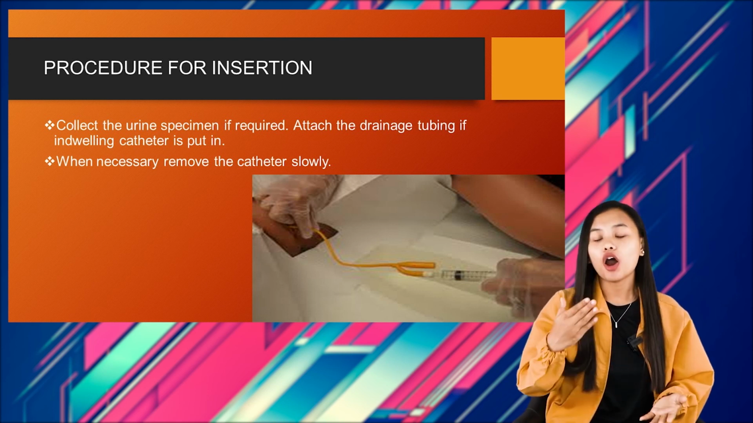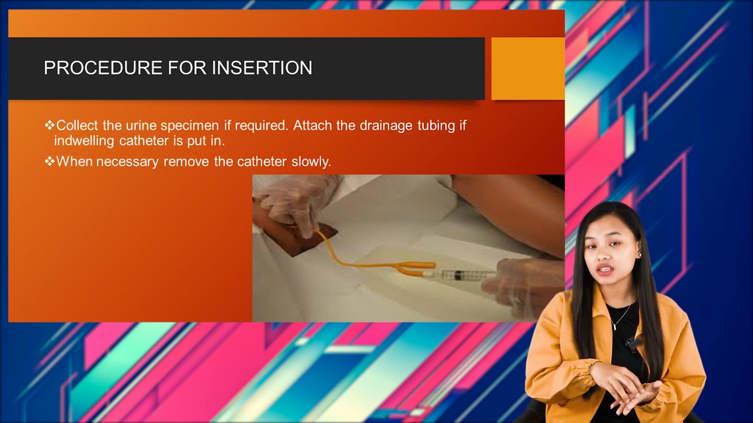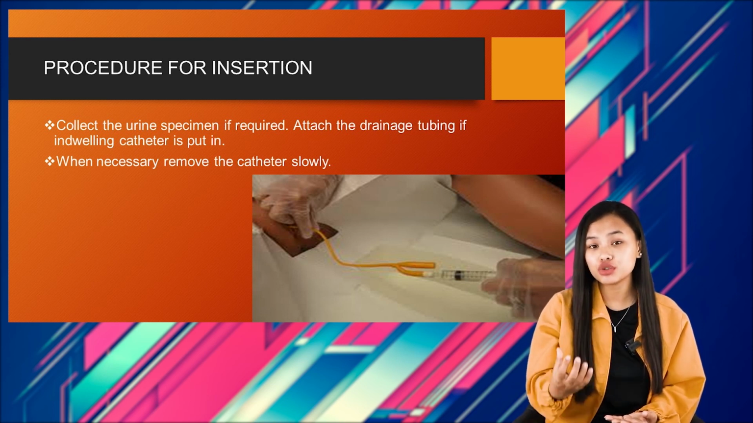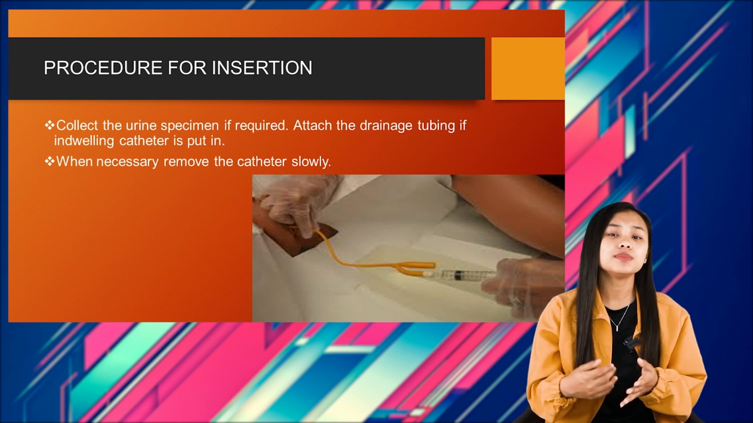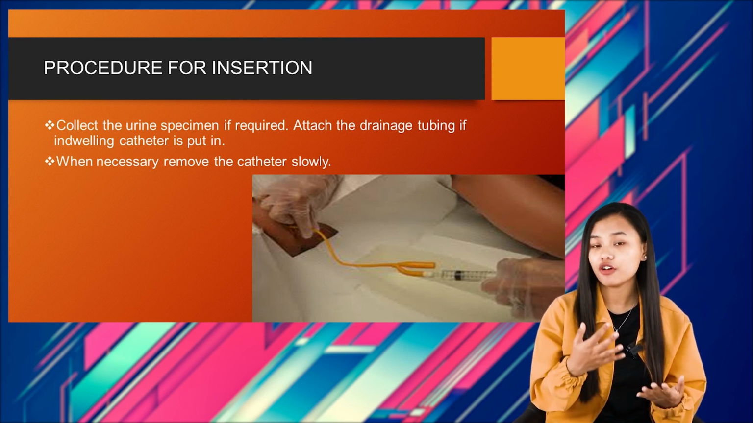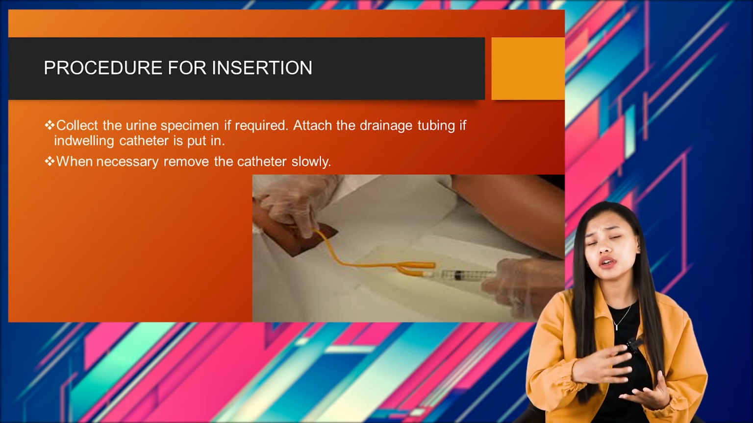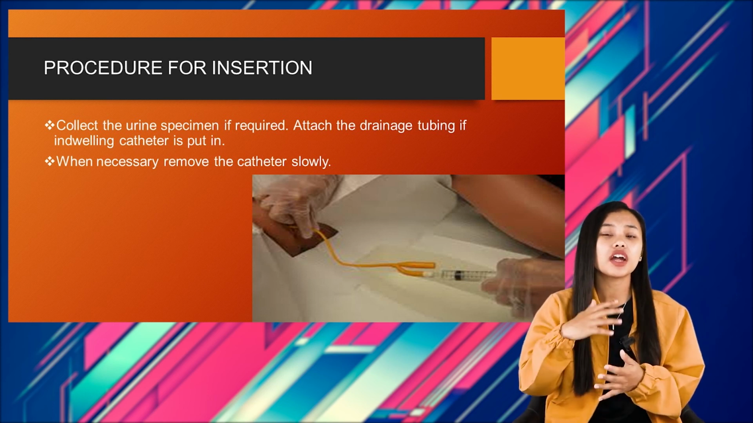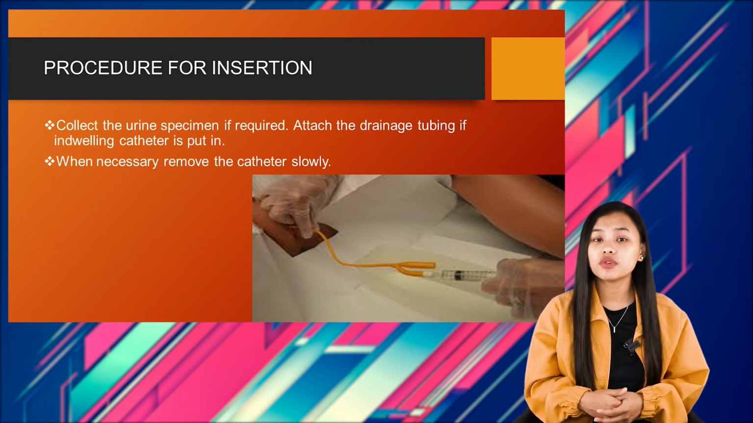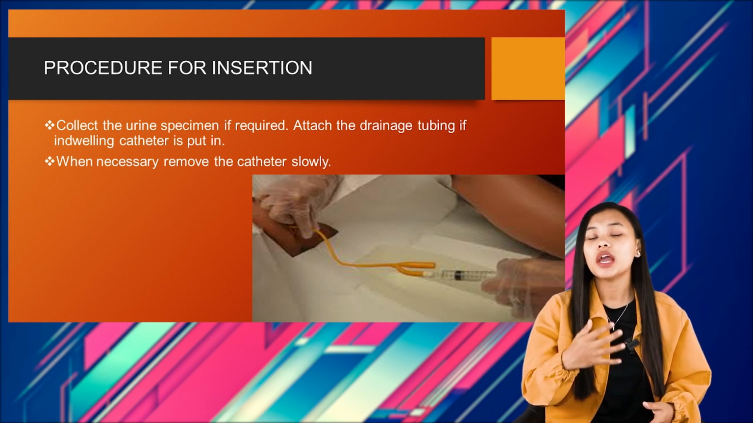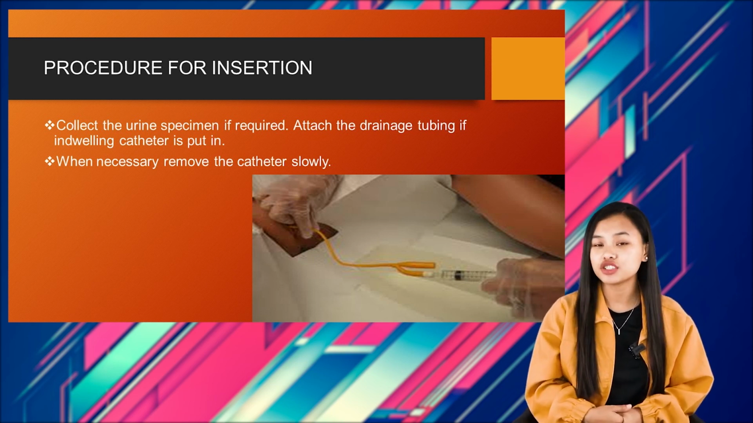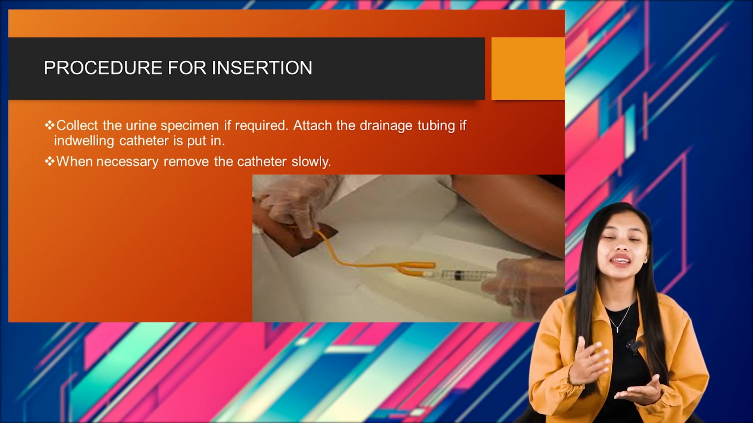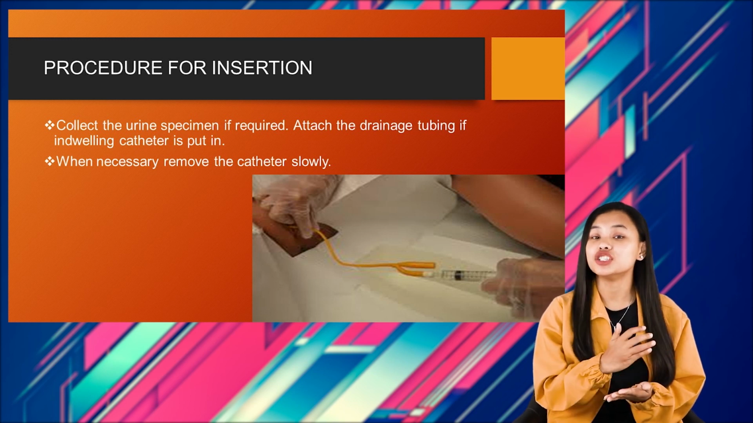drainage tubing. However, if an indwelling catheter is not used, that is, if just a straight catheter is used, then this we mainly do for obtaining the urine sample, right? For obtaining the urine specimen. So here, if instead of an indwelling catheter we use a straight catheter, then we can obtain the required urine specimen, and then we can even remove it as soon as the specimen has been obtained.